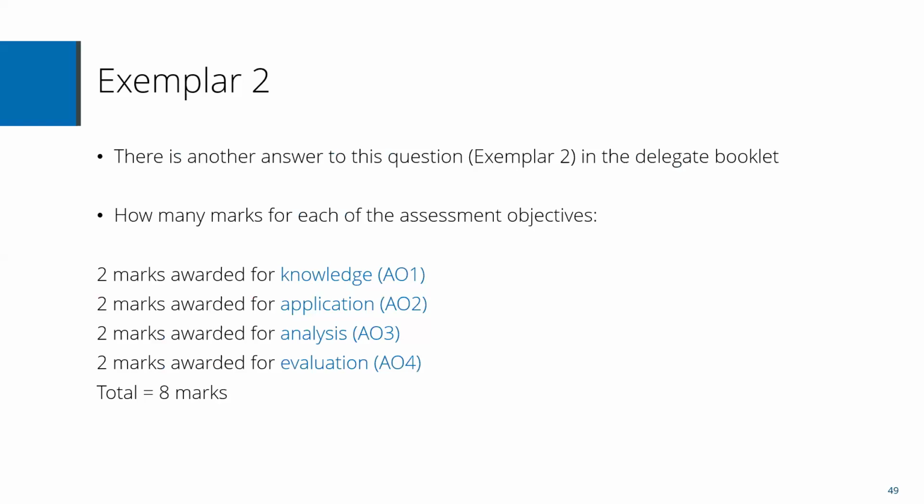Example 2. This example is better. You will see the example has actually got a repeated section in the delegate booklet. I don't know why that's in. It's not going to score any more marks just because it's in twice. However, it does have 2 points of knowledge in there, so it's picking up both knowledge marks for AO1. It's got the application in there, so it's getting the 2 application marks, and it's getting the analysis marks as well. The evaluation I don't think is showing in the delegate booklet.